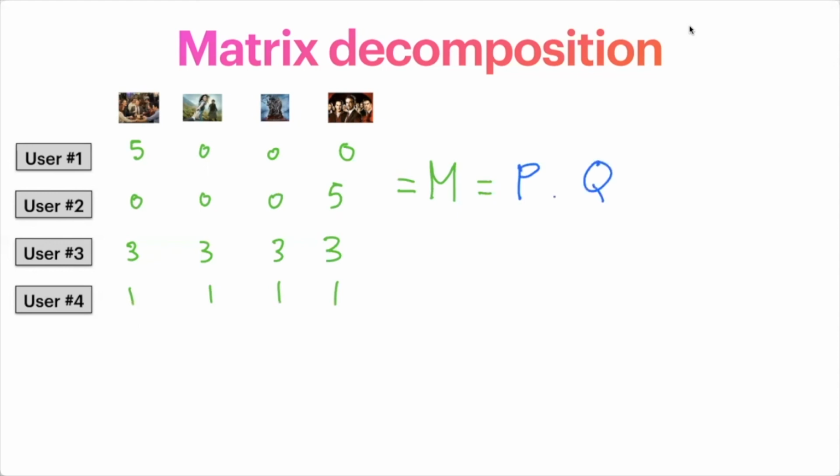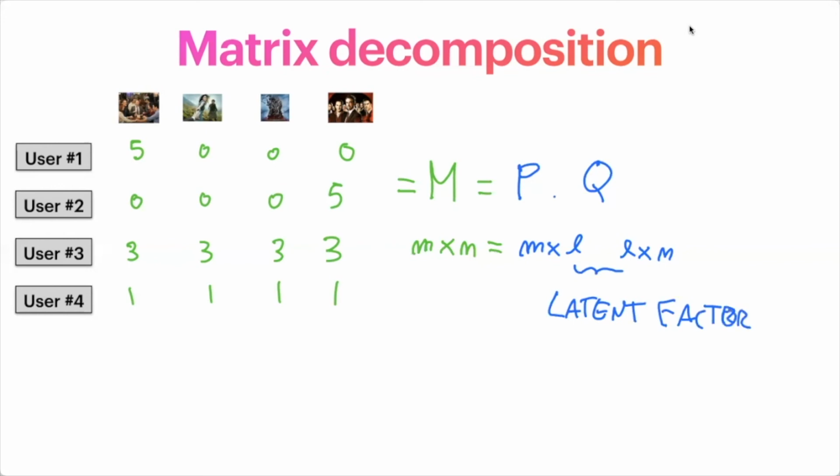If the original matrix had dimensions M times N, so you had M users and N TV series, the resulting matrix P will have dimensions M times L, and the second one will have dimensions L times N. You can convince yourself that this is correct using the rules of matrix multiplication. And L is what we call the size of a latent factor. Typically L is much smaller than M or N, so that will enable me to represent my data in a more compact way.